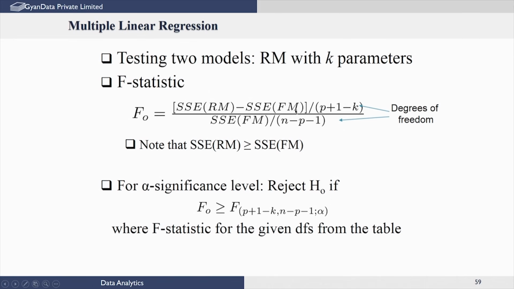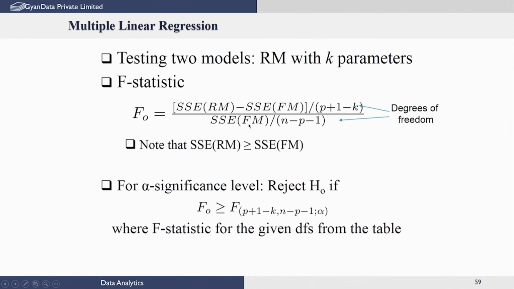Notice the full model has p plus 1 parameters, p independent variables plus the offset, and the reduced model in this particular case contains only one parameter, so k equals 1. So, the degrees of freedom will be p. So, you divide this difference in the sum squared errors by p.